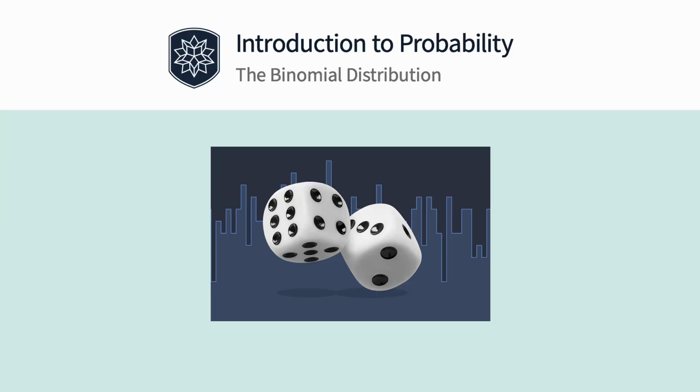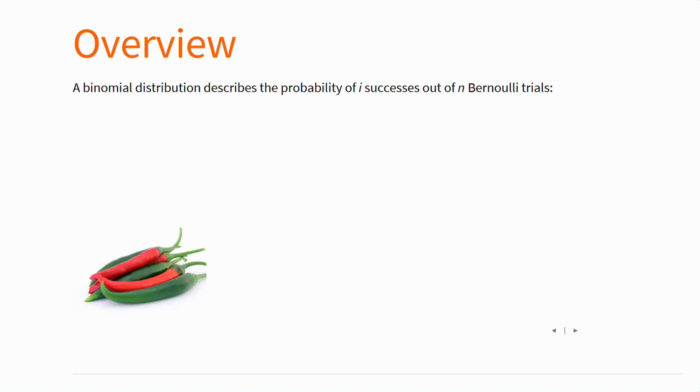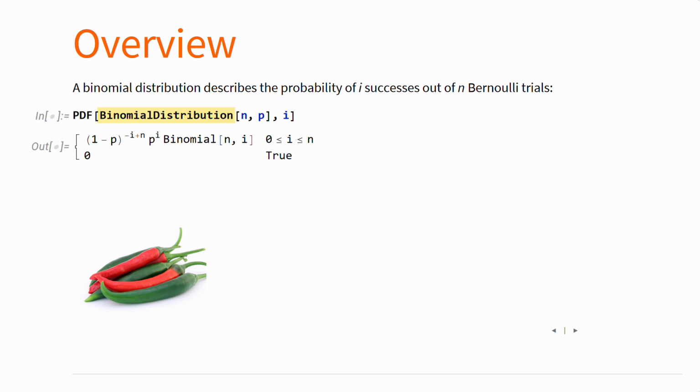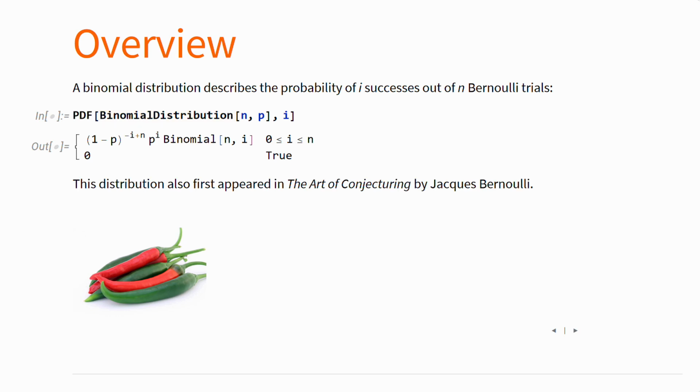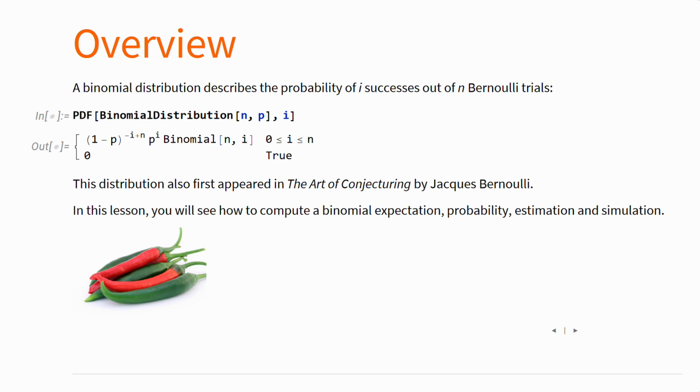Hello and welcome to lesson 13 of this Introduction to Probability of Wolfram. The topic of this lesson is the binomial distribution. Let's begin. So far, you've learned about Bernoulli trials. What happens when you count the number of successes out of a group of Bernoulli trials? Well, you would get a binomial distribution. This is closely related to the Bernoulli distribution, as it also appeared in The Art of Conjecturing by Jacques Bernoulli. In this lesson, you'll see how to compute a binomial expectation, probability, estimation, and simulation.